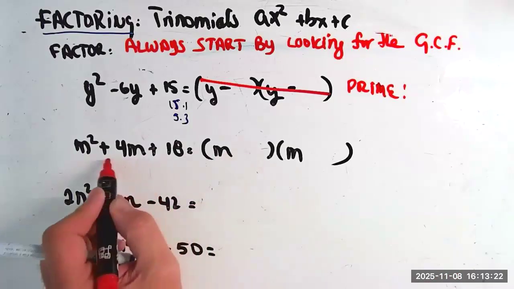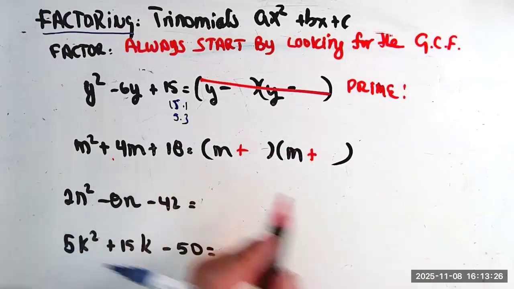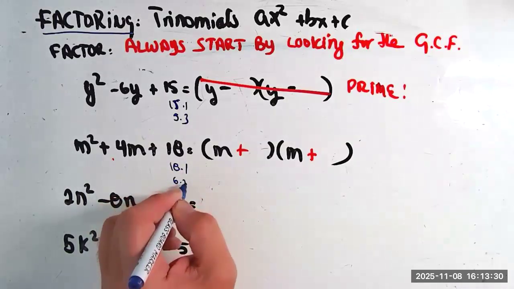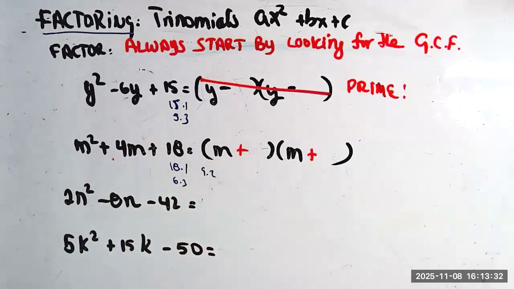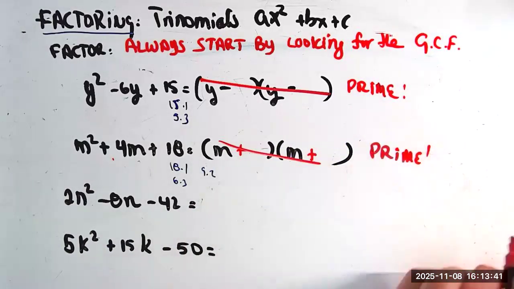Here my 18 is positive, b is positive, so the two of them better be positive. Factors of 18, either 18 times 1, 6 times 3, 9 times 2. No combination gives me 4. Therefore, what do we say? Thanks, but no thanks. This trinomial is also prime.